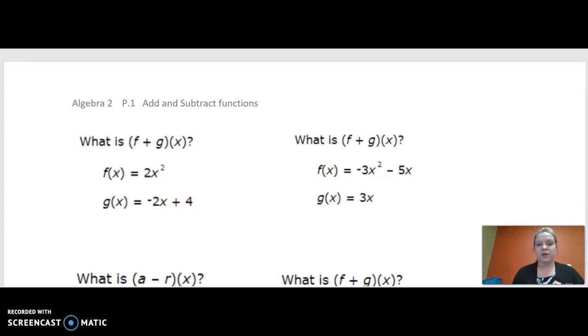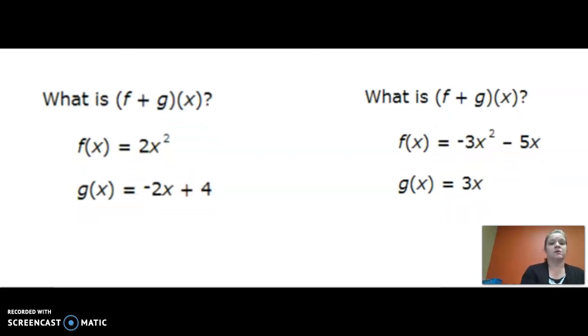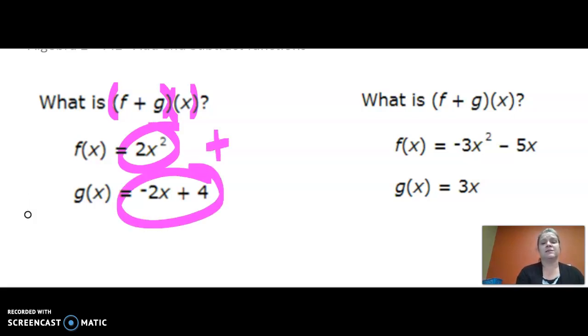Alright, Algebra 2, P.1, add and subtract functions. It's going to be fairly easy today, okay? So we're going to add and subtract functions. We're going to zoom in real quick. What this says is f plus g of x. All it's saying is take these and add them together.